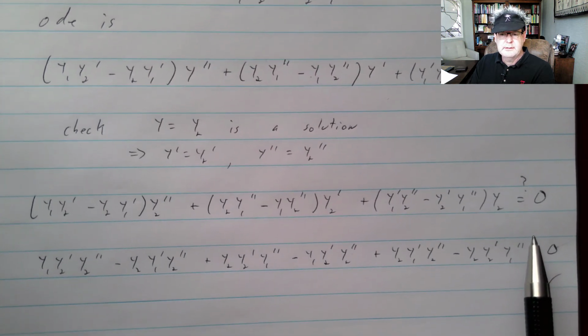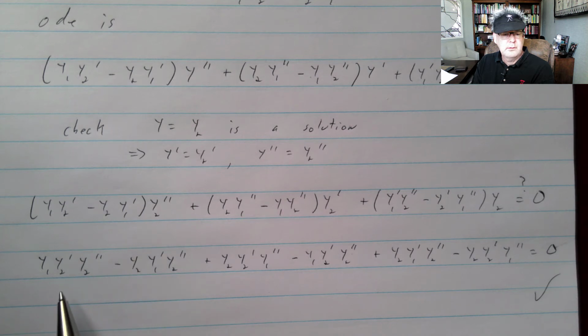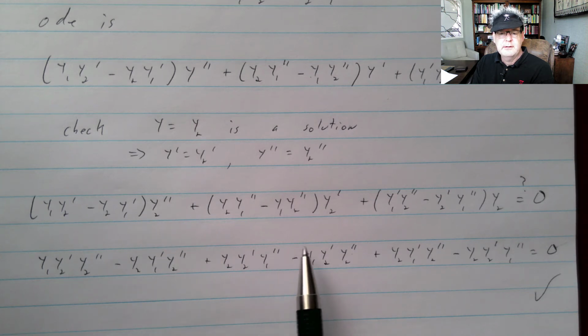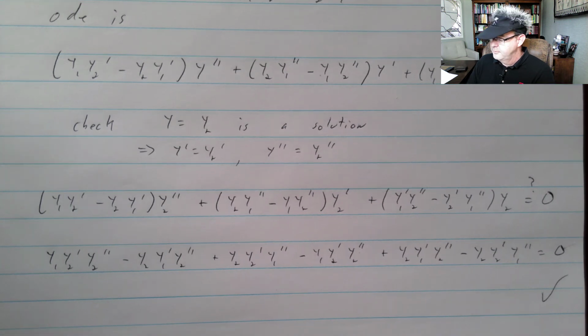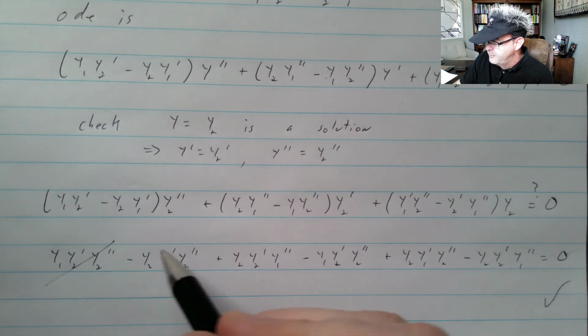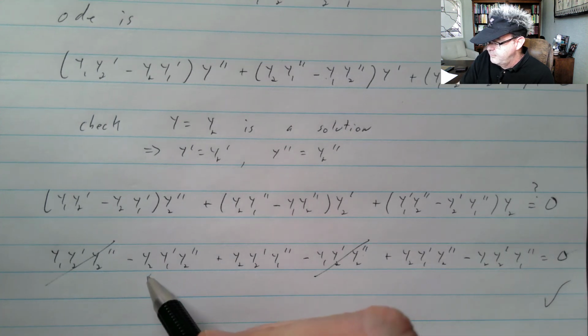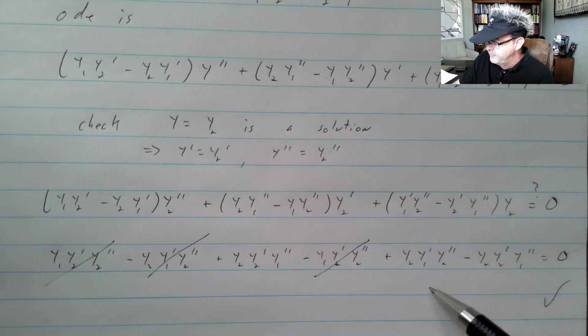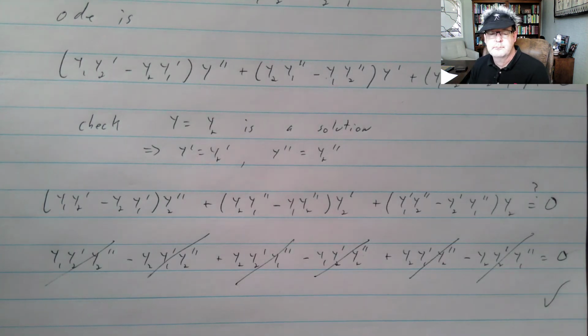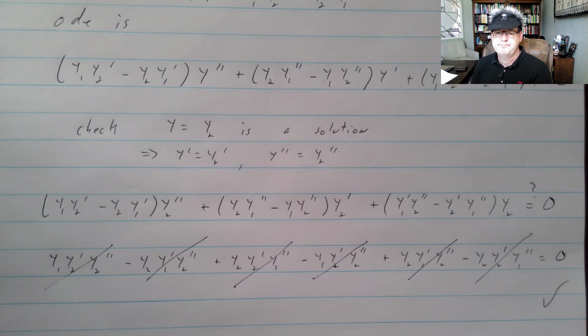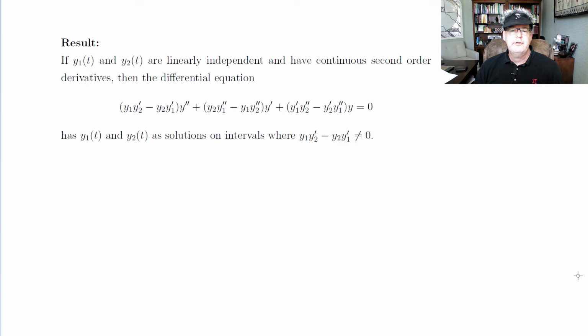And if we now distribute, we'll get this term minus this term, easily seen by distributing. Distribute the y2 prime, get this minus this, and now distribute the y2. Again, I have everything in order of derivatives. So let's check what happens. This term will cancel with this term. This term will cancel with this term. And then lastly, this term will cancel with that term. So y2 is also a solution. So this is our result.